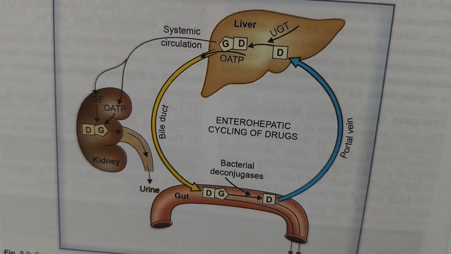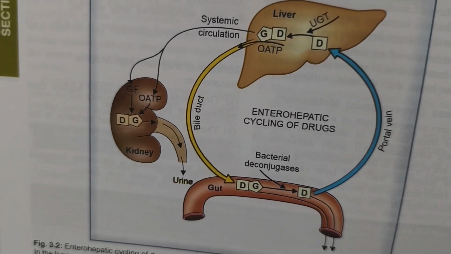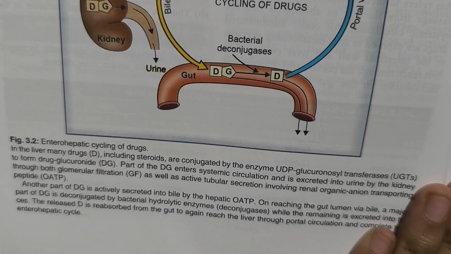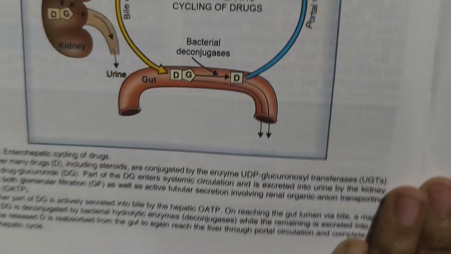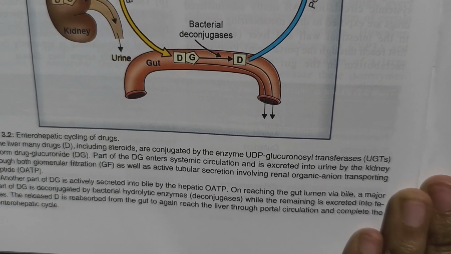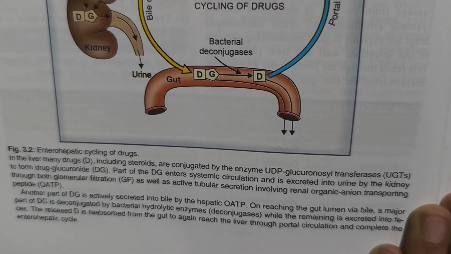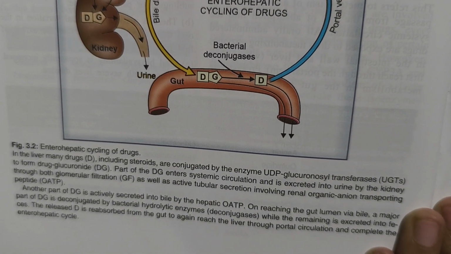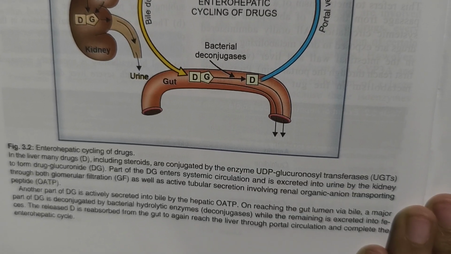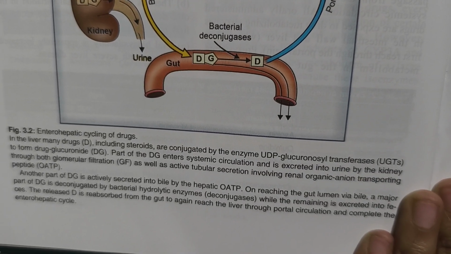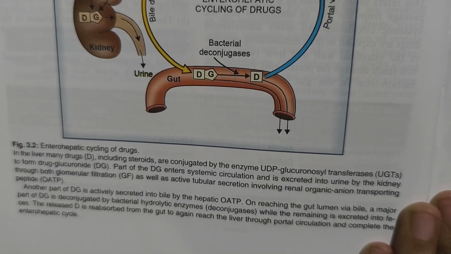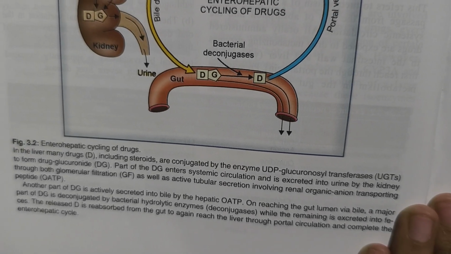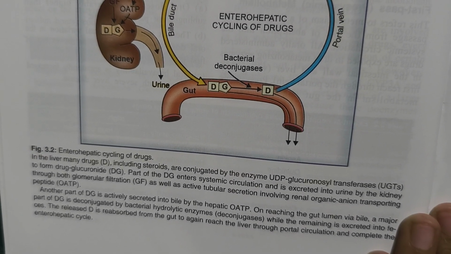The drug glucuronide combination can also enter the kidney and be excreted via urine. So, in the liver, many drugs, including the steroids, are conjugated by the enzyme UDP glucuronyl transferase, UGTs, to form the drug glucuronide, DG. Part of the drug enters the systemic circulation and is excreted into the urine by the kidney through both glomerular filtration as well as active tubular secretion involving renal organic anion transporting polypeptide, or OATP.